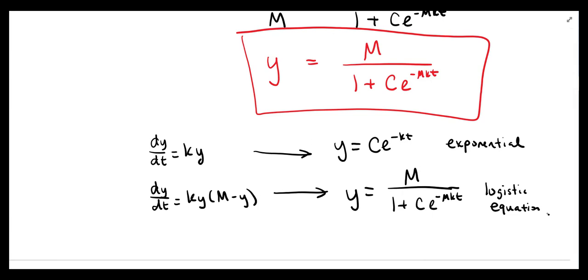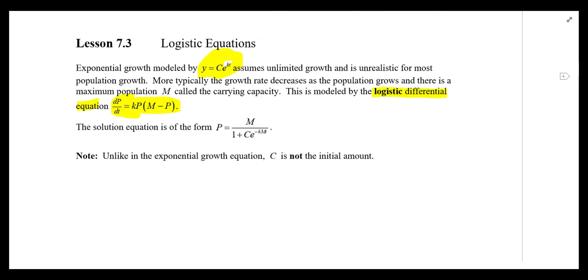Now you know I wasn't lying to you. So going back to your notes, oh, look at that. Okay, so I didn't use y, I just used p, but whatever. P, population, is m over 1 plus c e to the negative, and then instead of mkt, I just wrote kmt. Same thing, right? Just be aware though, unlike in exponential growth, c is not, do you hear me? Not the initial amount.